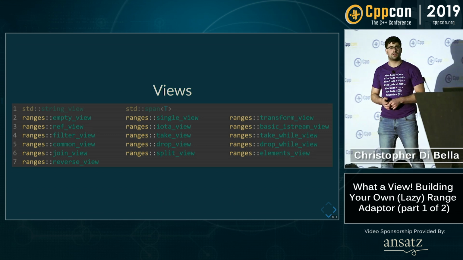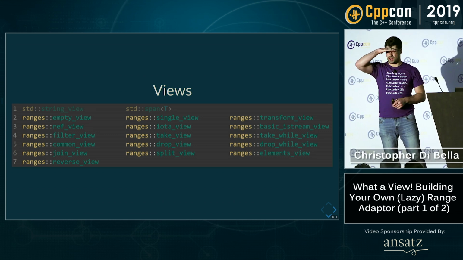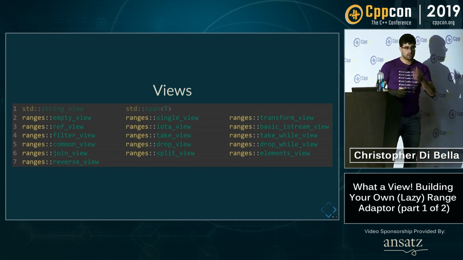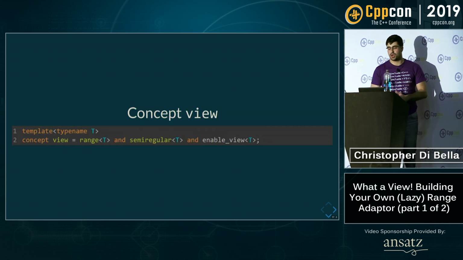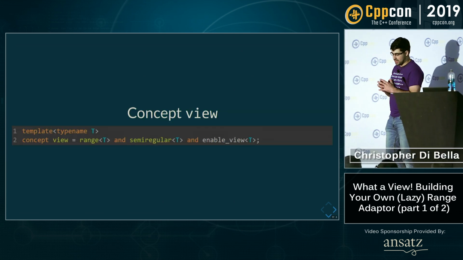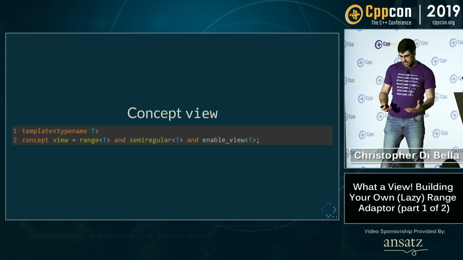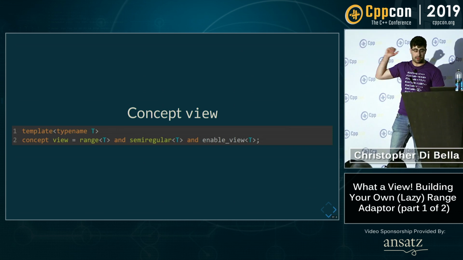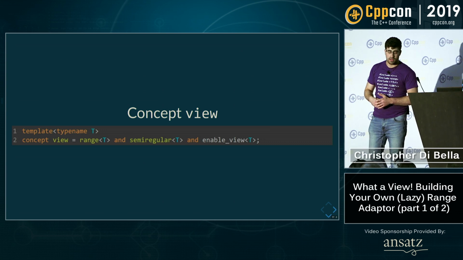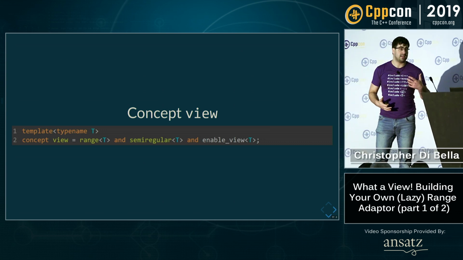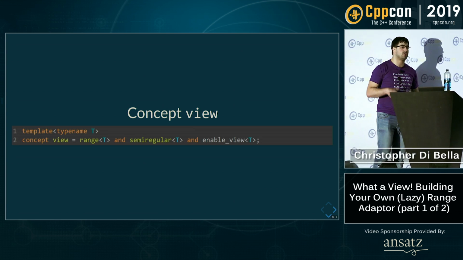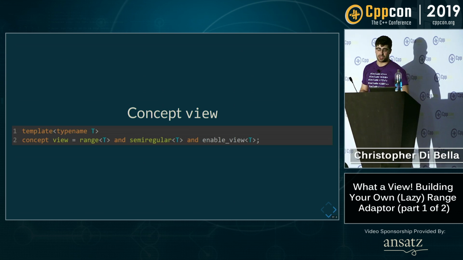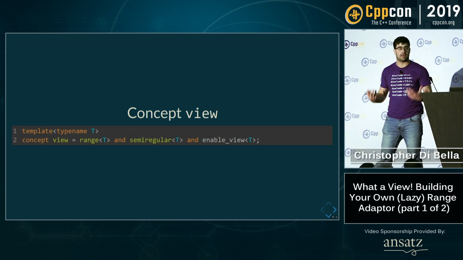Are there any other questions? I see a question. Right, so the question is, what is the significance of enable view, and what does it mean? So I've only given a partial definition of what a view is. These are the syntactic requirements of a view. There are semantic requirements as well. And the semantic requirements of a view are that it has a constant time copy operation, a constant time move operation, constant time assignment, and constant time destruction. That's the full definition of a view.